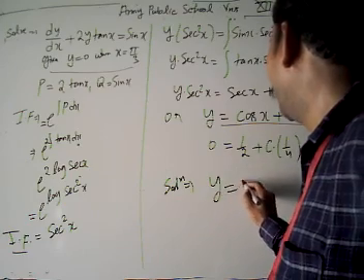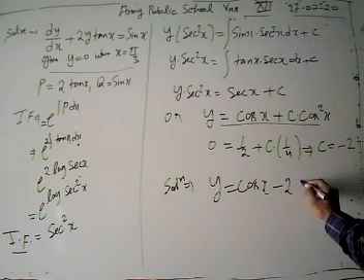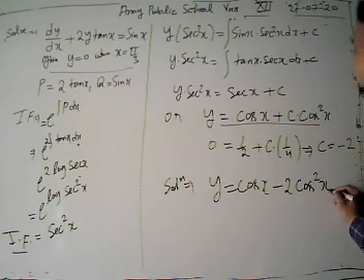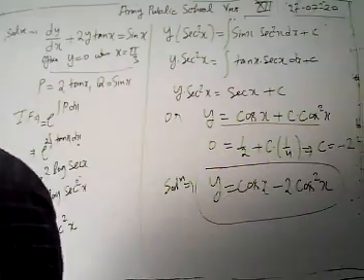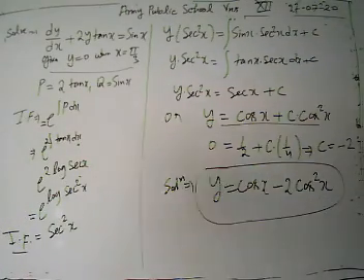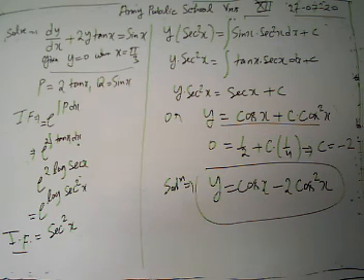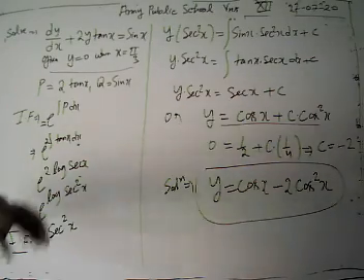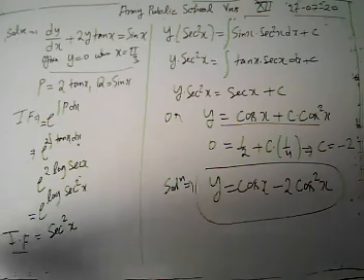y is equal to cos x, at the place of c minus 2 cos square x. This is our particular solution of the given differential equation. Again, we have our differential equation dy/dx plus 2y tan x equal to sin x, when we have the condition y equal to 0 when x equal to pi by 3.